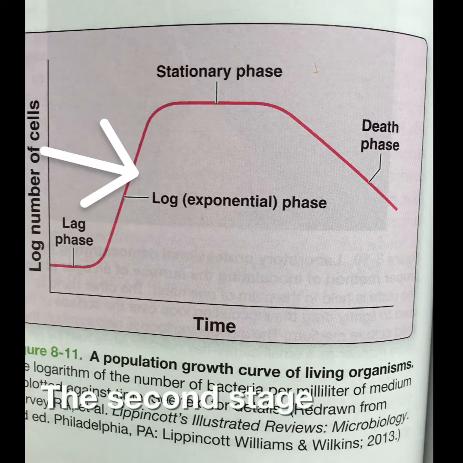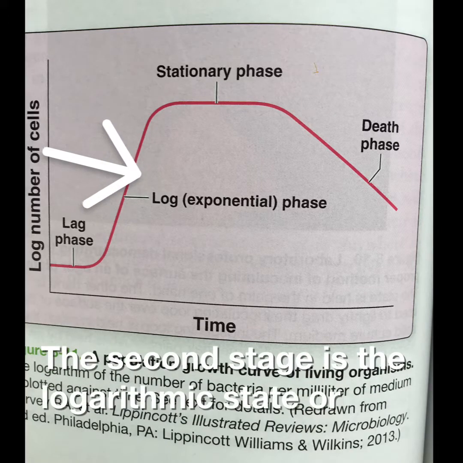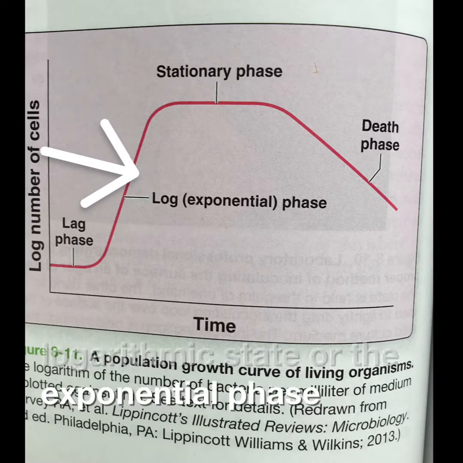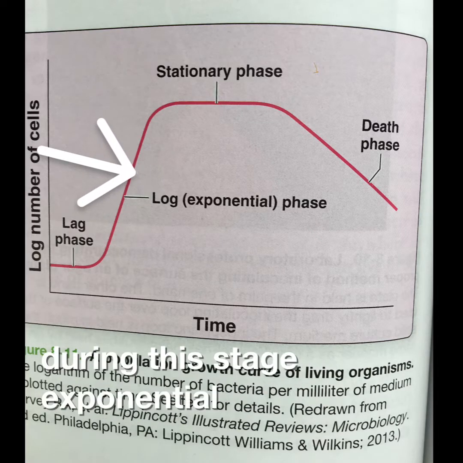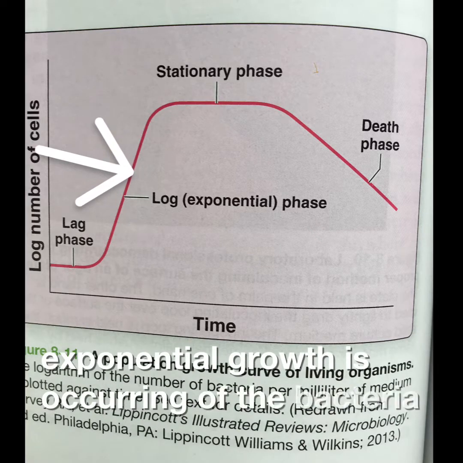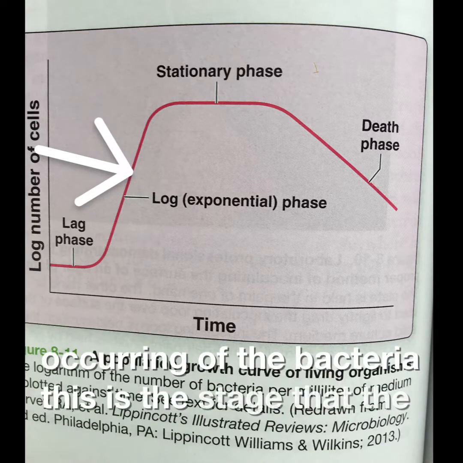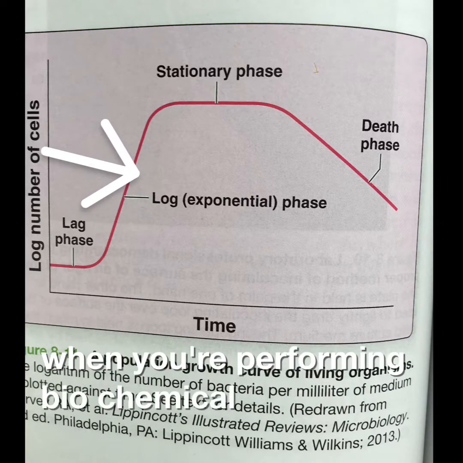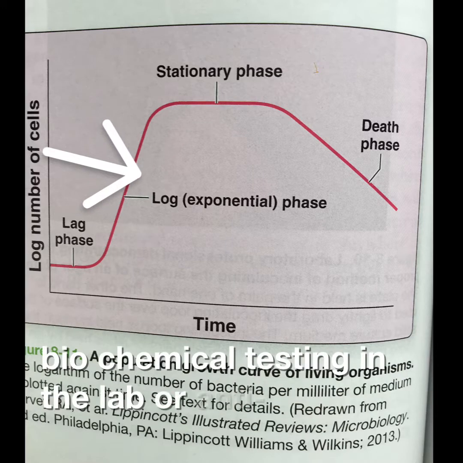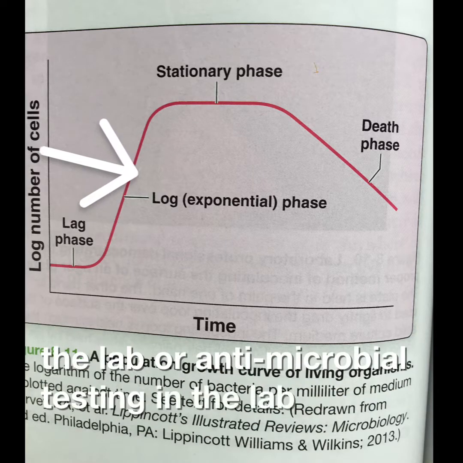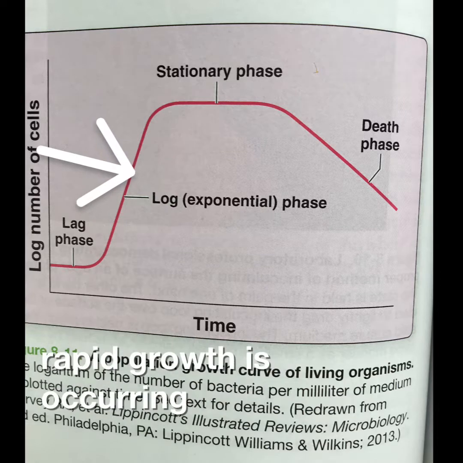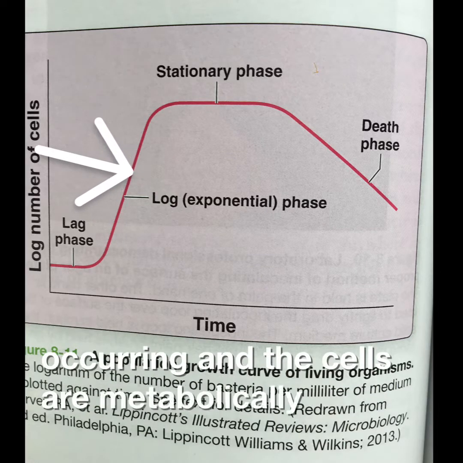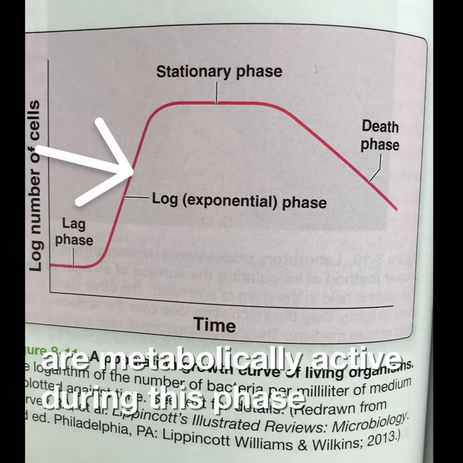The second stage is the logarithmic stage, or the exponential phase. During this stage, exponential growth of the bacteria is occurring. This is the stage that the bacteria should be in when you're performing biochemical testing in the lab or antimicrobial testing in the lab. Rapid growth is occurring and the cells are metabolically active during this phase.